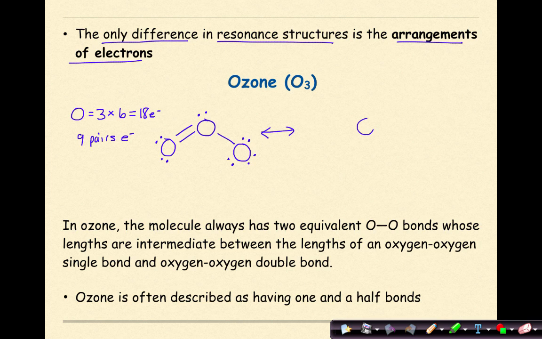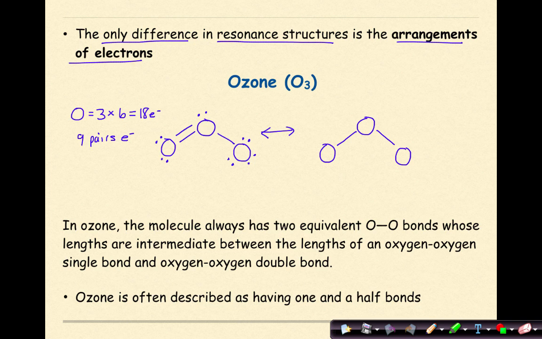So here is my central oxygen. I'm going to have an oxygen off over here and an oxygen off over here. And again, I'd run into the same situation: if I gave lone pairs to the 2 outer oxygens and 2 lone pairs to the central oxygen, I would still have 10.